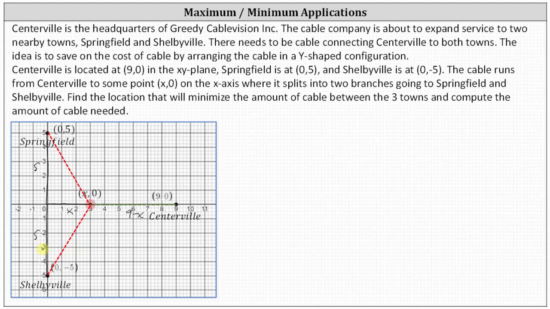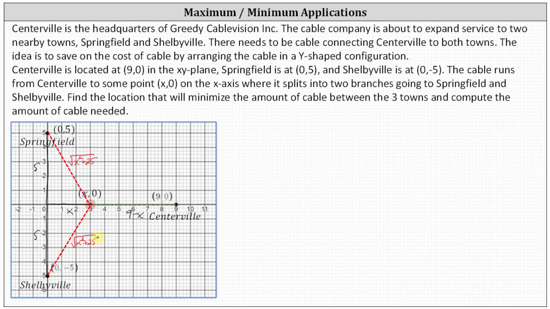So now using the Pythagorean theorem, which is c squared equals a squared plus b squared, or c equals the square root of a squared plus b squared, where a and b are the legs, the lengths from where the cable splits to the two towns can be labeled as the square root of x squared plus 5 squared, or x squared plus 25 in both cases. Again, this is due to the Pythagorean theorem.